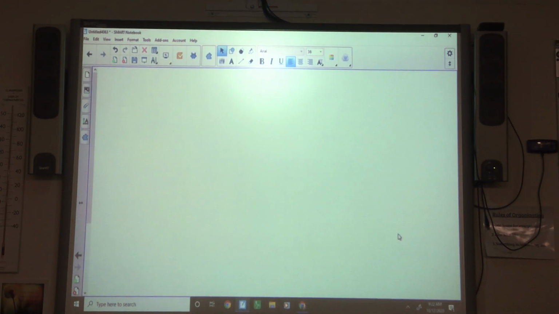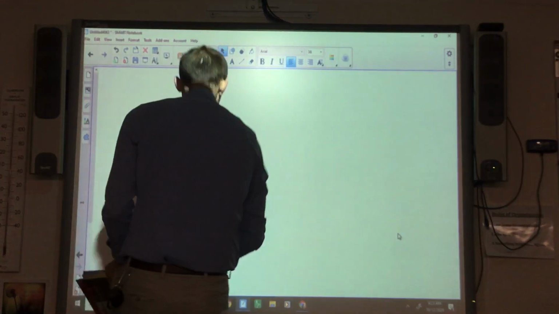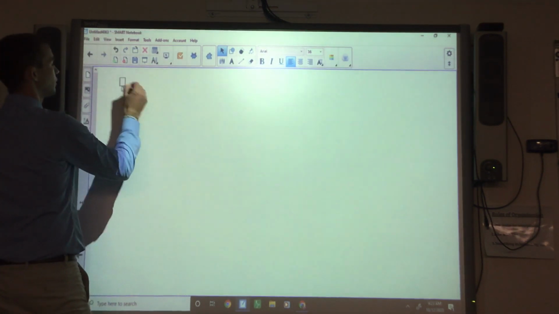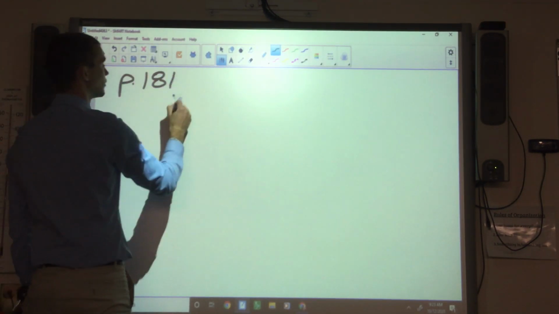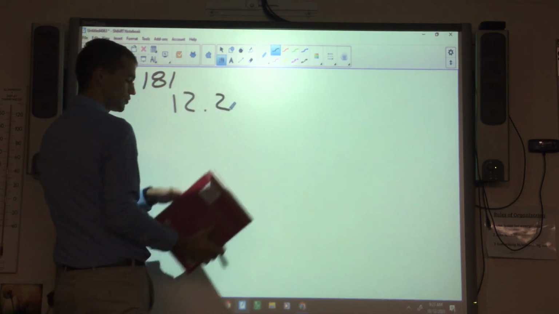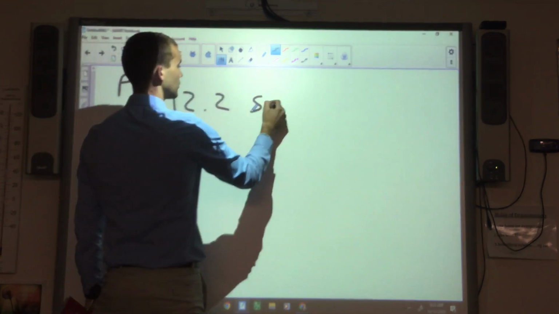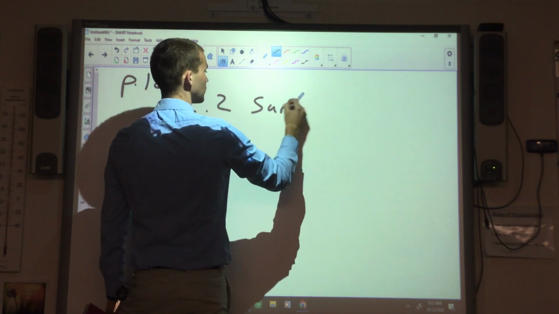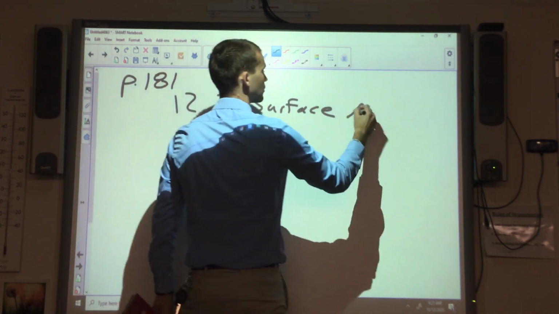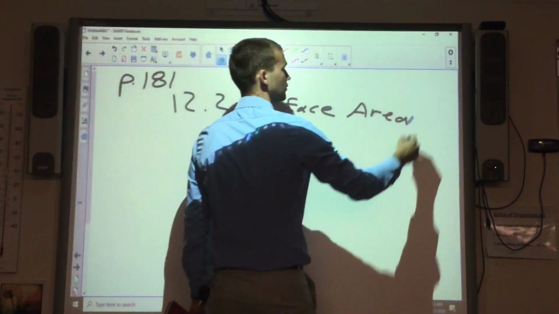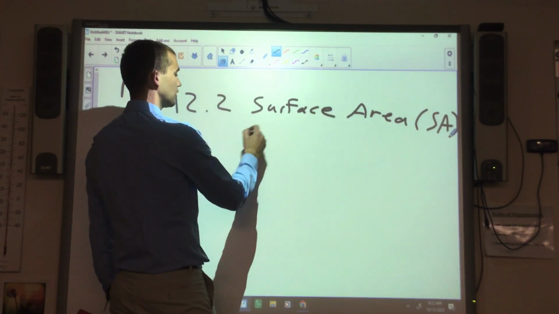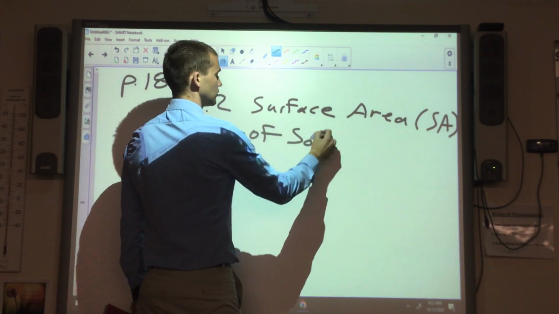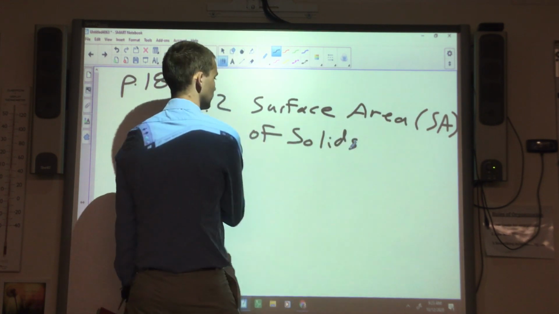Alright, we're on section 12.2, page 181. Page 181. 12.2, this is surface area. You're going to see me abbreviate that with SA pretty much all the time from now on, of solids.